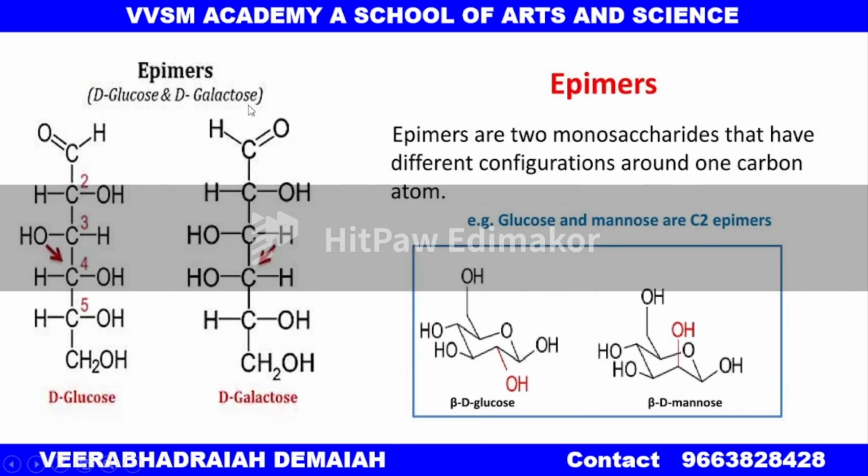Coming to the epimers. What are epimers? Epimers are two monosaccharides that have different configurations around one carbon atom. You see, this is the carbon atom where oxygen is bonded, that is the keto group. This is a hydrogen atom. Similarly here, D-galactose. Glucose and mannose are C2 epimers.